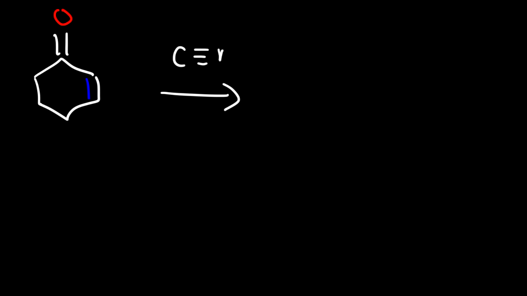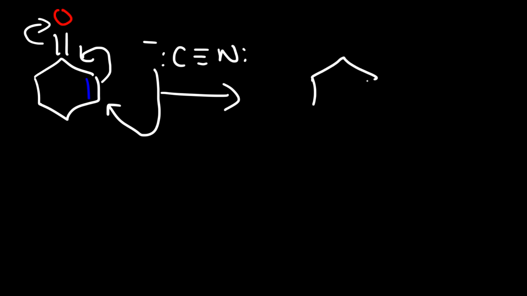Now let's go over the mechanism for the conjugate addition reaction. In this case, I'm going to use cyanide. So cyanide is going to attack the beta carbon because it's a weak base. The pi bond will break. And so we're going to get an oxygen atom with a negative charge. And we have a double bond between the carbonyl carbon and the alpha carbon. And here is the CN group.